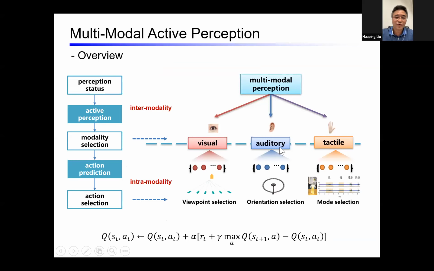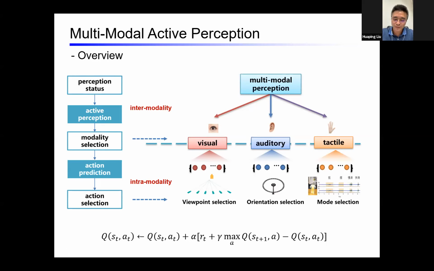Here is an overview of the multimodal active perception we proposed in our work. It is mainly composed of two parts. The first part is intermodality. An active perception network is used to actively implement the modality selection. It decides which modalities we will use. The second part is intramodality.